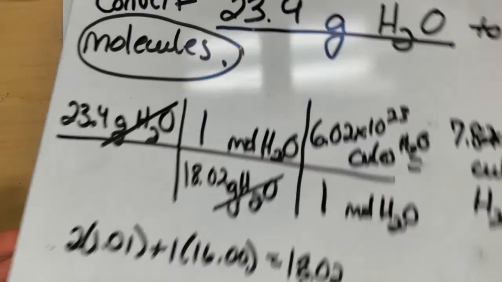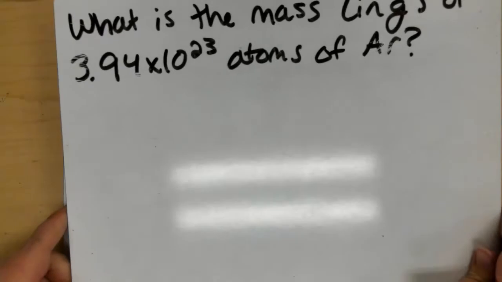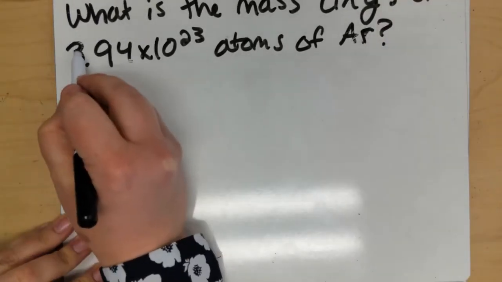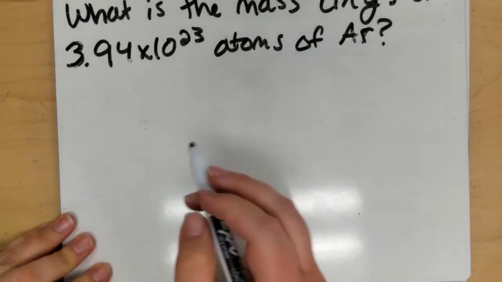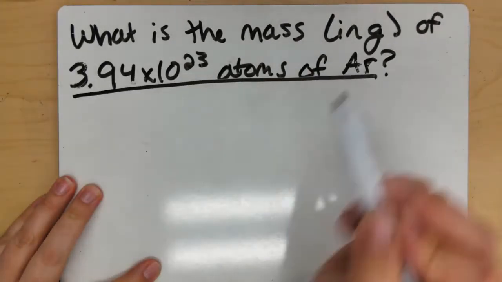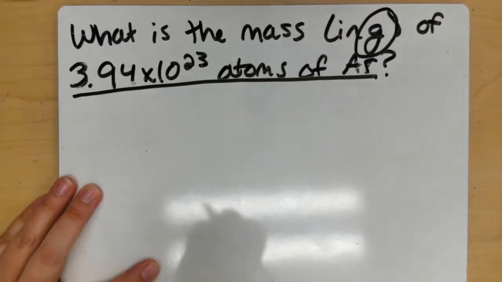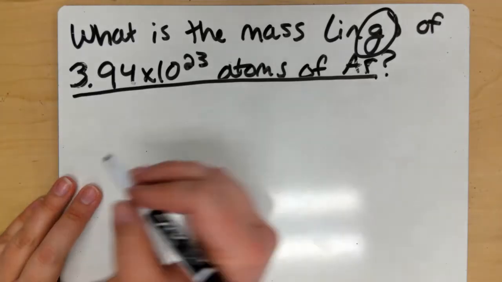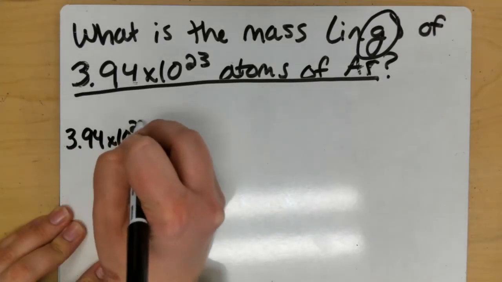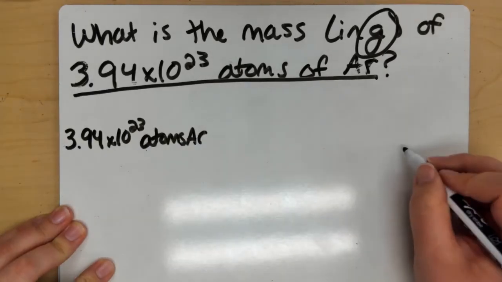All right, let's look at this similar problem going in the other direction. So now, let's find the mass in grams of 3.94 times 10 to the 23rd atoms of argon. Okay, so I'm given 3.94 times 10 to the 23rd atoms of argon. I want the grams, the mass, of this many atoms. So I'm going to start by writing what I'm given. And I'm going to write where I'm going.